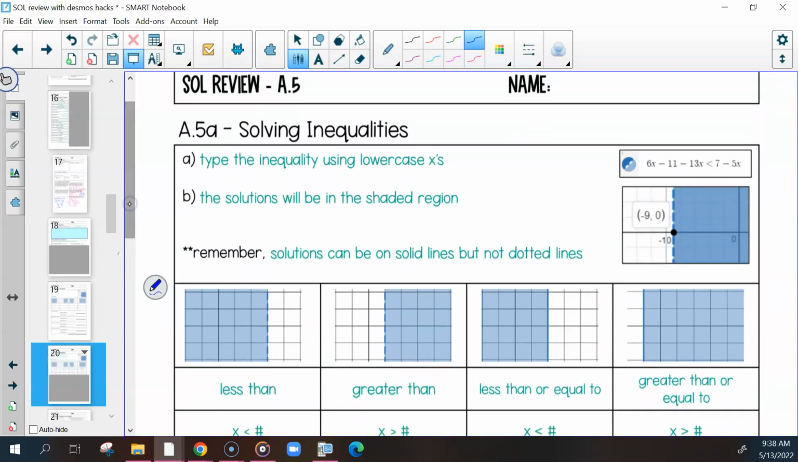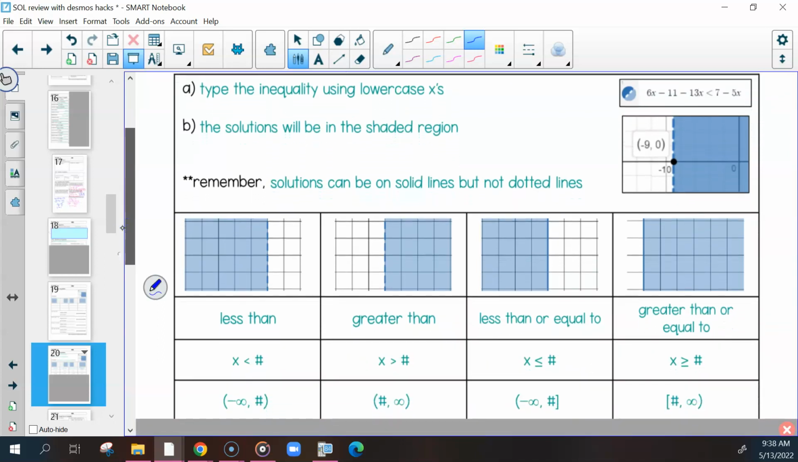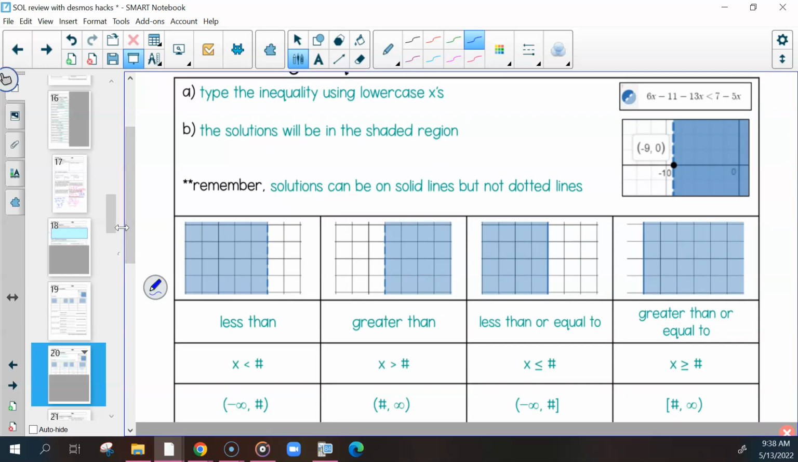Okay, so for solving inequalities, this is similar to solving equations. Type the inequality using lowercase x's. The solution will be the shaded region. Solutions can be on solid lines, but not dotted lines. And then it shows you which one is which.